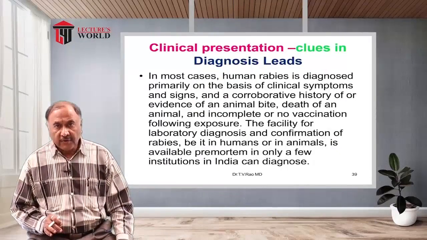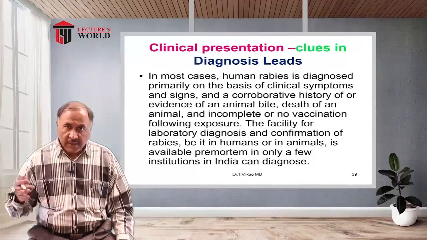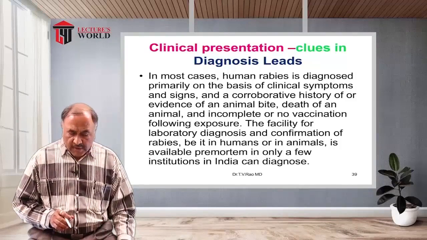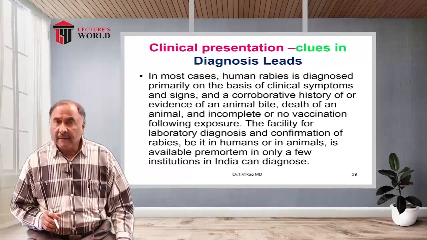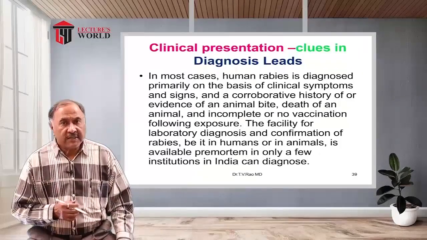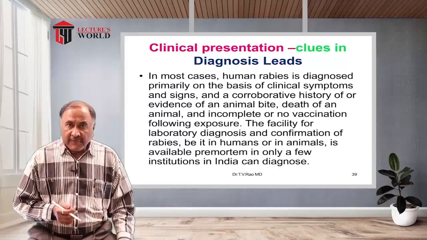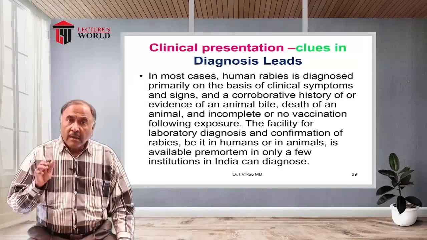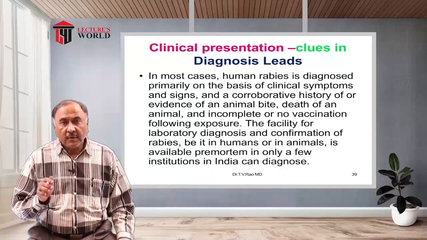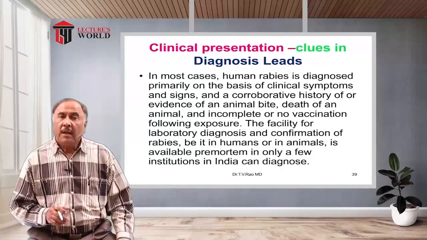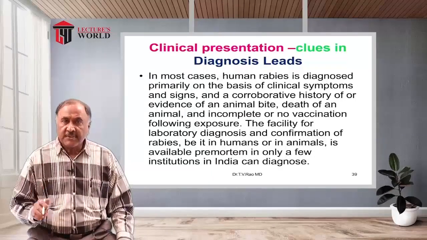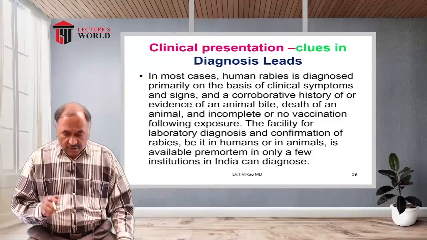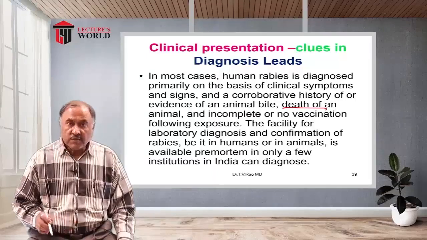Now, clinical presentation, or what are the clues in diagnosis that may help. In most cases, human rabies is diagnosed primarily on the basis of clinical symptoms, as well as the signs expressed or shown by the individuals, as well as the corroborative history or evidence of animal bite. If possible, the dog or the animal that has bitten the person is captured and kept for observation, and it is observed whether the animal dies or not. So death of an animal is also evidence.